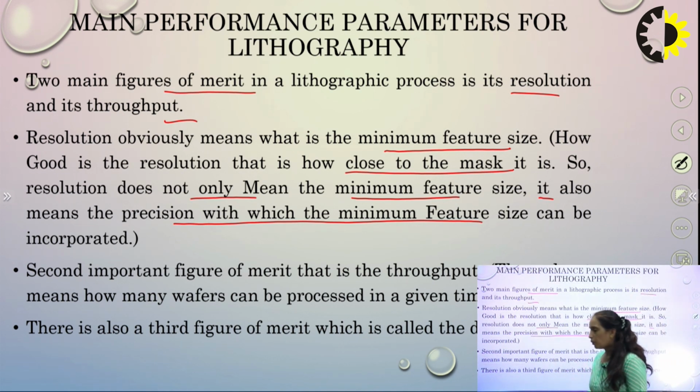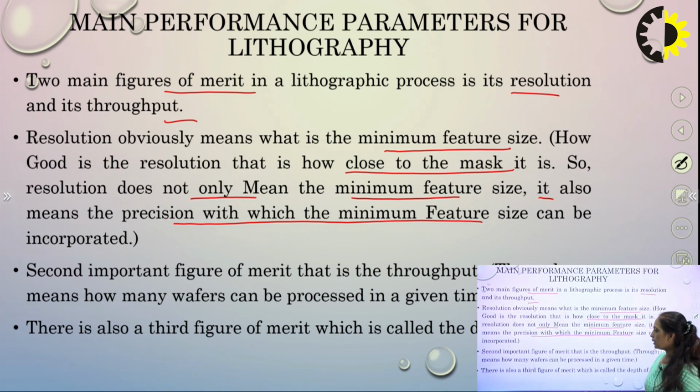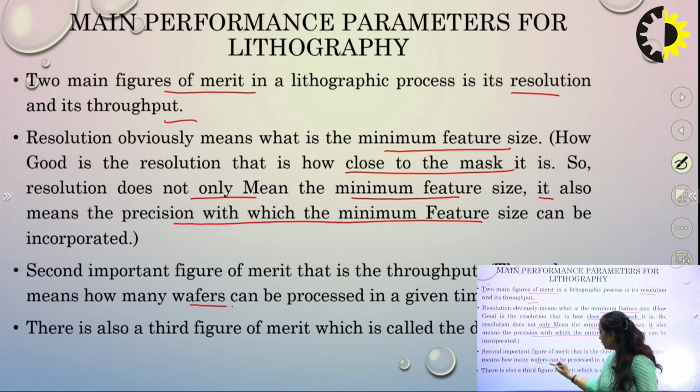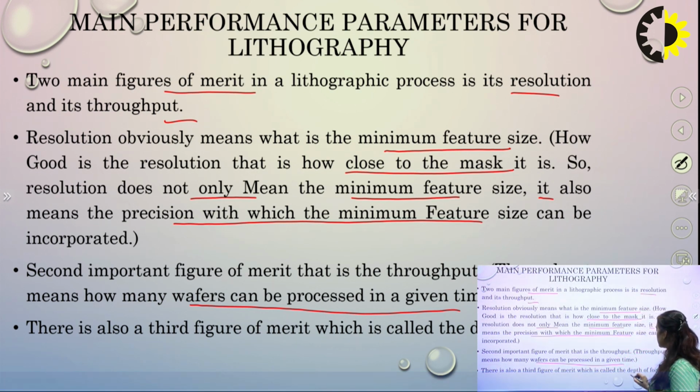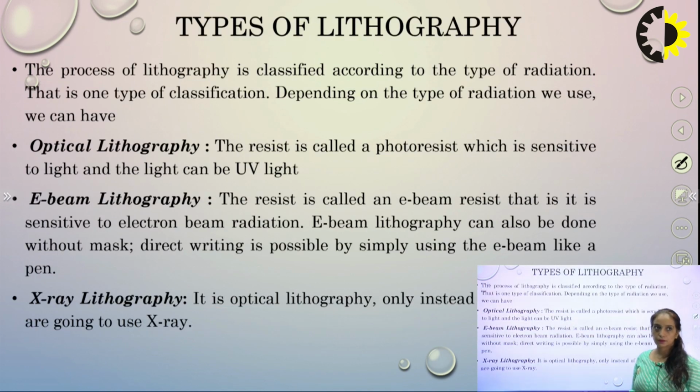The second important figure of merit is the throughput. Throughput is how many wafers we can process with one mask in a given time. And we also have a third figure of merit, that is the depth of focus. So let us quickly discuss the types of lithography process.